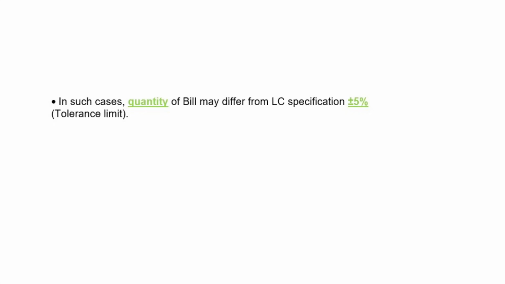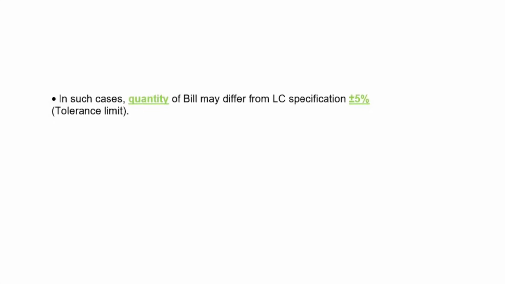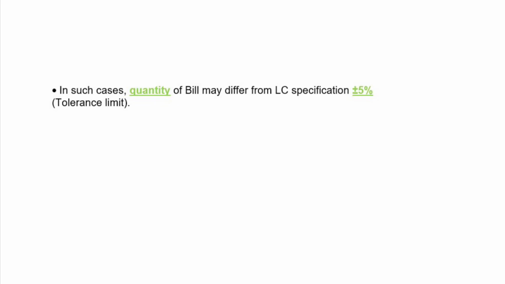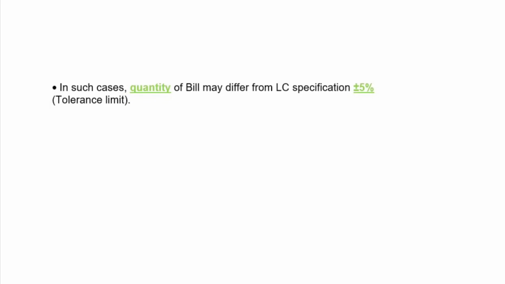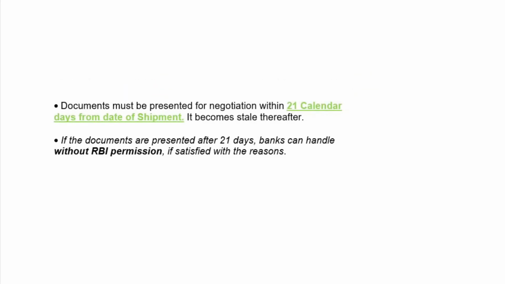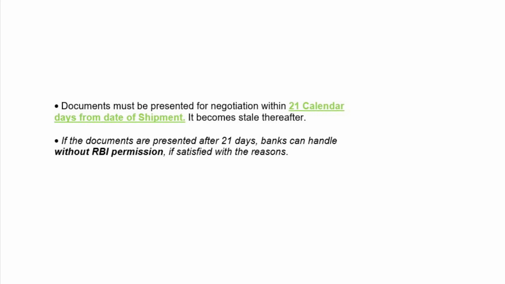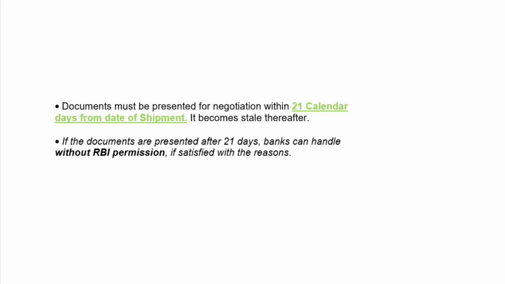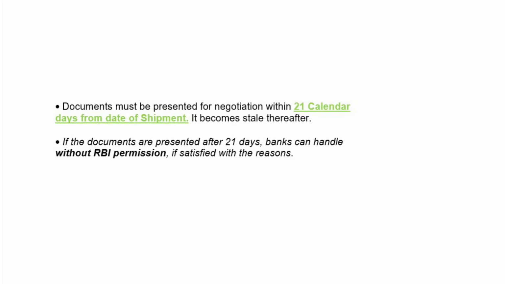They will give some bill amount and quantity of bill, one number each. To check whether it is permissible or not, we have to remember these 2 points and apply the concept. And next one, documents must be presented for negotiation within 21 calendar days from the date of shipment, not working days, calendar days. If it is beyond that period, we have to take permission from RBI. If it is satisfied with the reasons, no need to take permission from RBI.